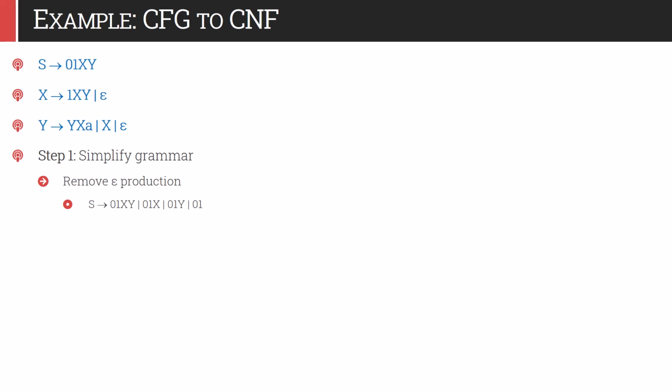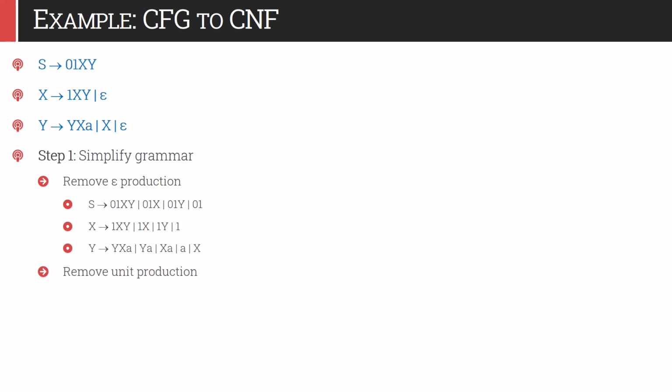For the production of X, X gives 1XY, we have to copy as it is. Then if we replace Y by epsilon, we will have 1X. If we replace X by epsilon, we have 1Y. And if we replace X and Y both by epsilon, then we will have just 1. And X gives epsilon, we have to delete anyway. Similarly, for Y we can write down these many productions.